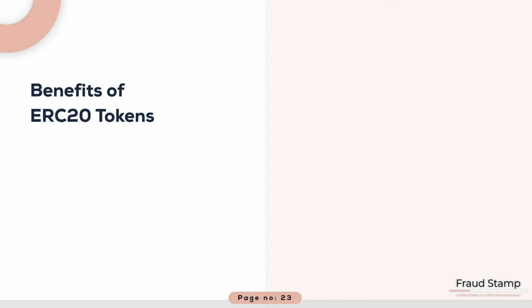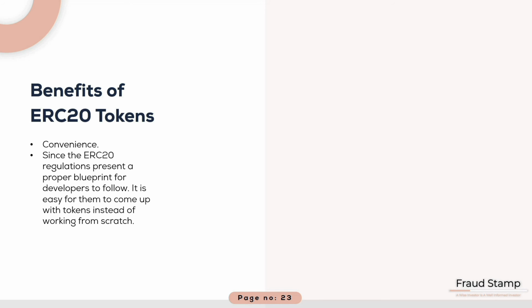Now that we know what an ERC20 token is, what are the main benefits of using it? Firstly, the convenience. As we have already stated earlier, if everyone was creating their own tokens with its own functions, then it would have been an interoperability nightmare. Plus, saving those tokens in wallets and listing them on exchanges would have been a pain. Transfer of tokens could have broken contracts and made them vulnerable to hackers. Since the ERC20 regulations present a proper blueprint for developers to follow, it is easy for them to come up with tokens instead of working from scratch.